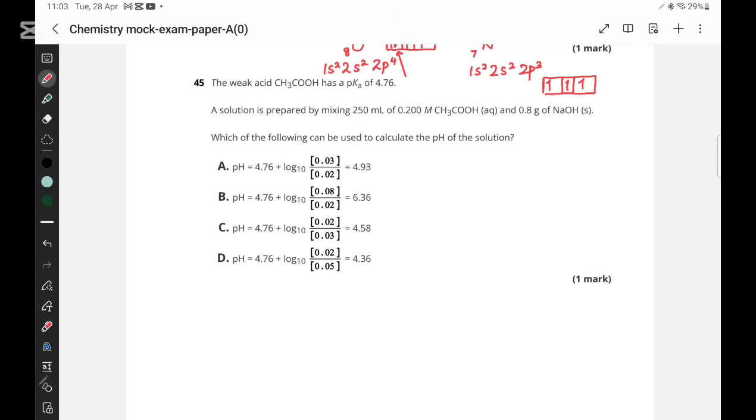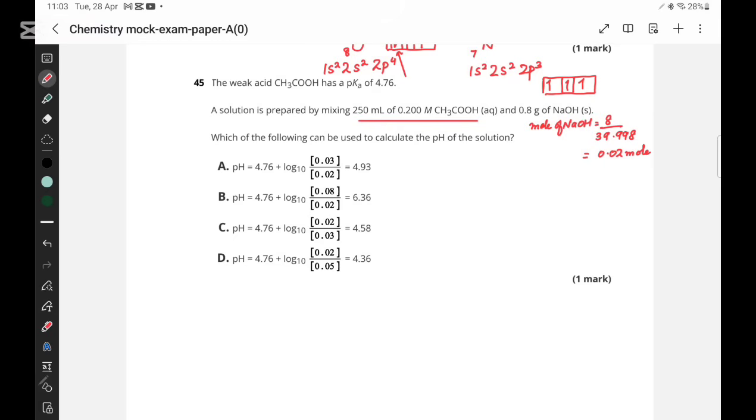For question number 45, the weak acid CH3COOH has a pKa of 4.76. A solution is prepared by mixing a volume of 0.2 molar CH3COOH and 0.8 gram of NaOH. First, let's find the moles of NaOH. Moles of NaOH is mass over molar mass, 0.8 divided by the molar mass, 39.998. It comes out to be 0.02 mole.